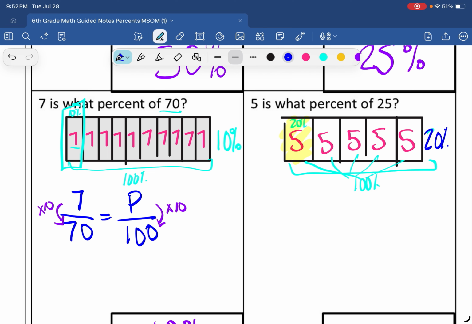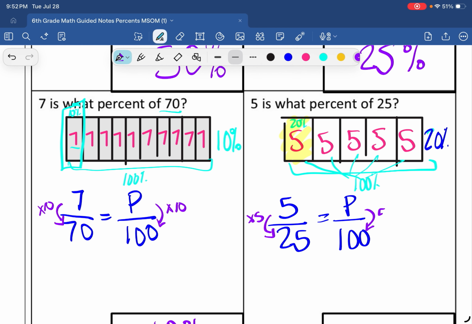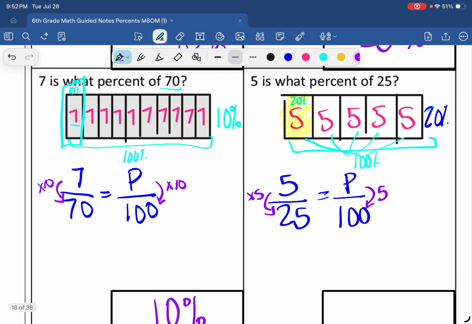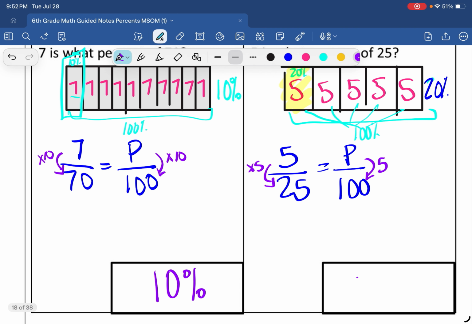Using equivalent ratios, I have 5 out of 25, and that is some percent out of 100. Looking for my multiplicative factors, 5 times 5 is 25. Some number times 5 is 100. If I don't know what that is, I can divide 100 divided by 5, and that gives me 20%.